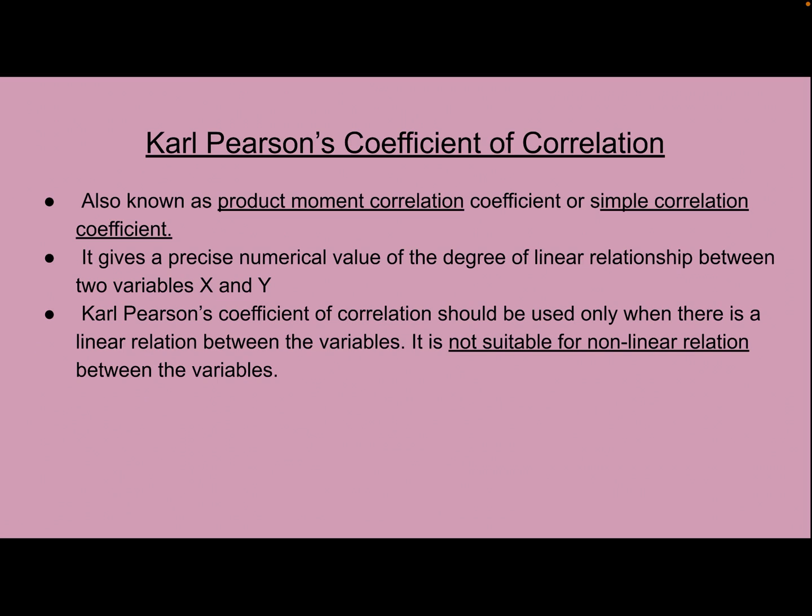Karl Pearson's coefficient of correlation should be used only when there is a linear relation between the variables. It is not suitable for non-linear relation between the variables. So that means if x and y have linear relationship between them, we can use Karl Pearson's coefficient of correlation method to find out the relationship between them. But if they do not have a linear relationship, then this method is not at all suitable.